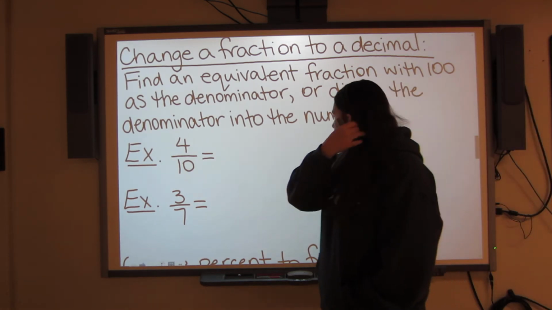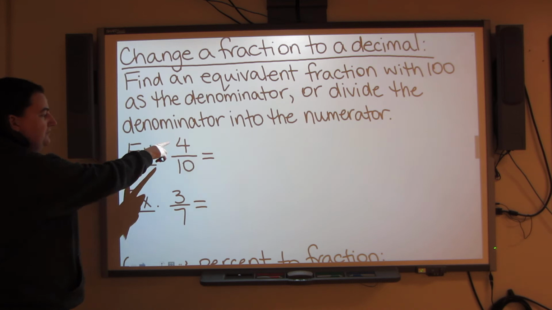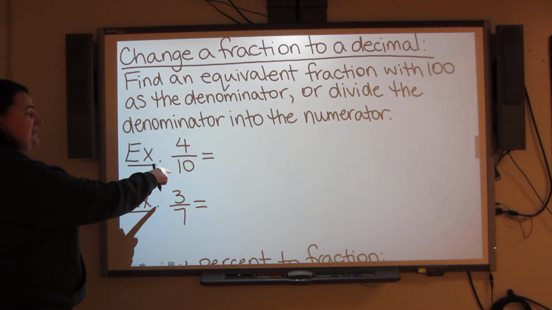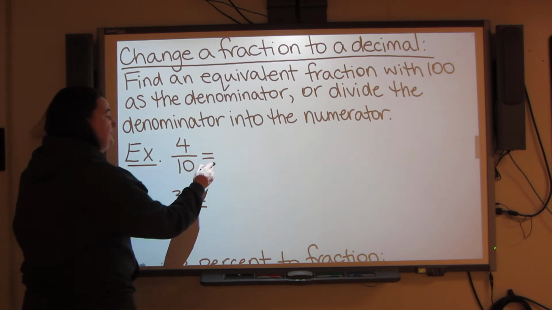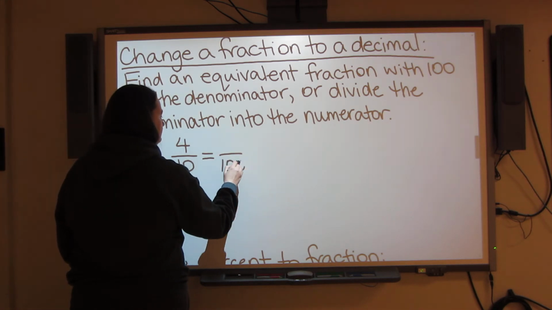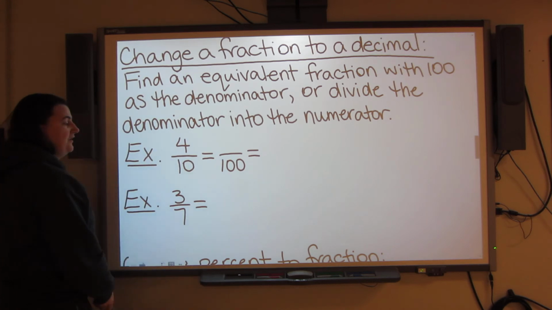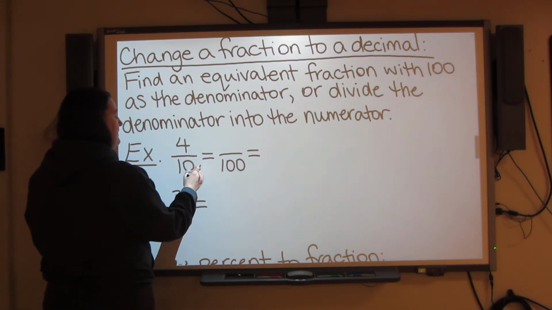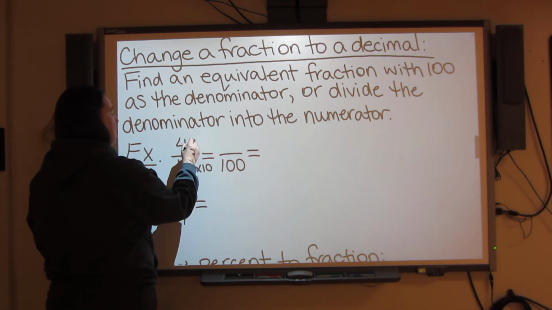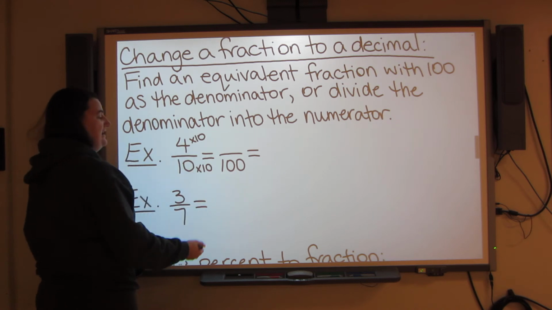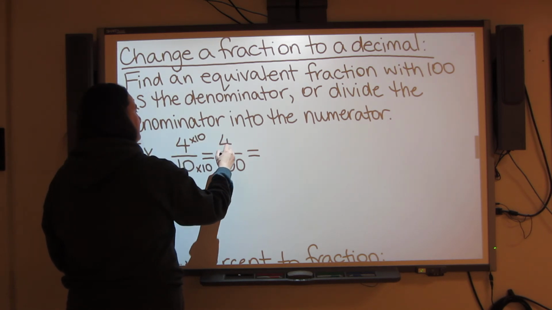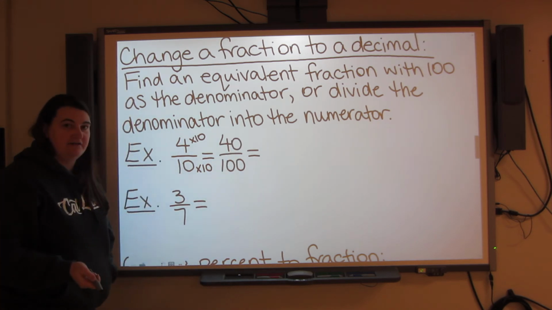So I've got 4 over 10. Now this one, I can easily change that denominator into 100. So how do I change 10 into 100? I think about those math facts that I was just using. I know that 10 times 10 is 100, so I have to do the 4 times 10. Whatever you do to the bottom, you have to do to the top. So now I've got 40 over 100.